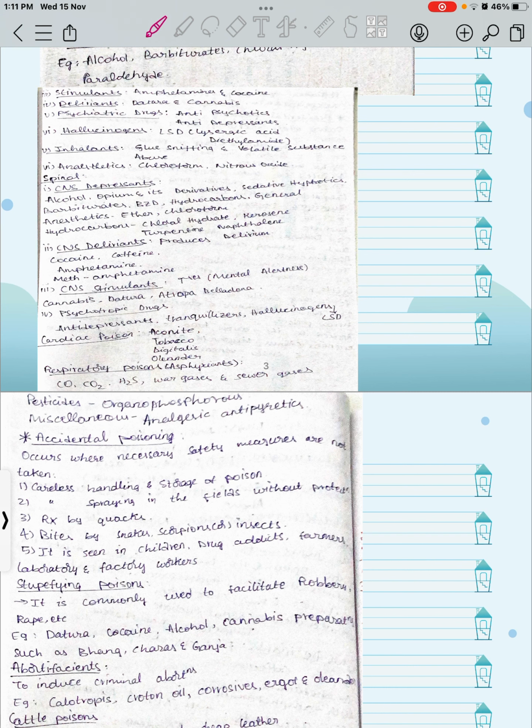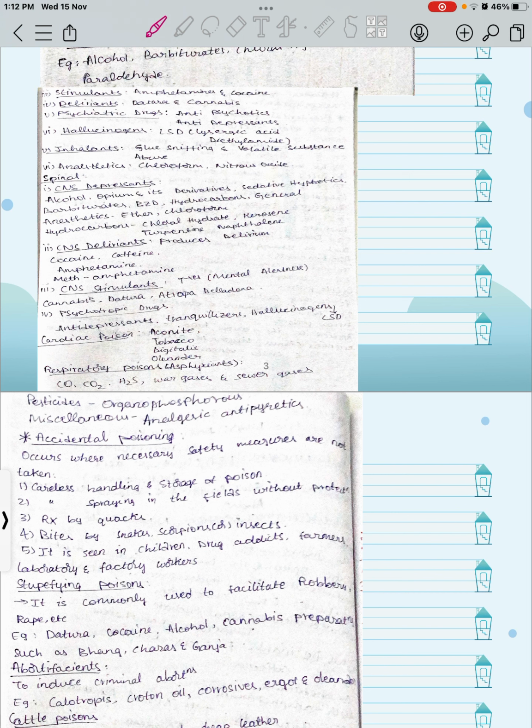Hydrocarbons include chloral hydrate, kerosene, turpentine, naphthalene. And CNS deliriants produce delirium. They are cocaine, caffeine, amphetamine, methamphetamine. CNS stimulants increase mental alertness.